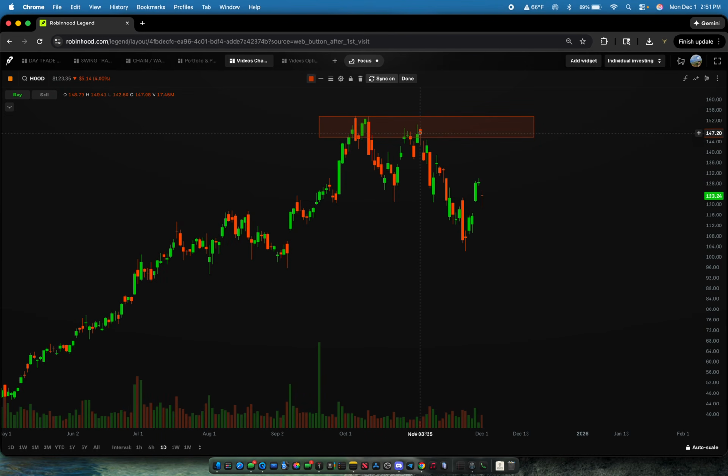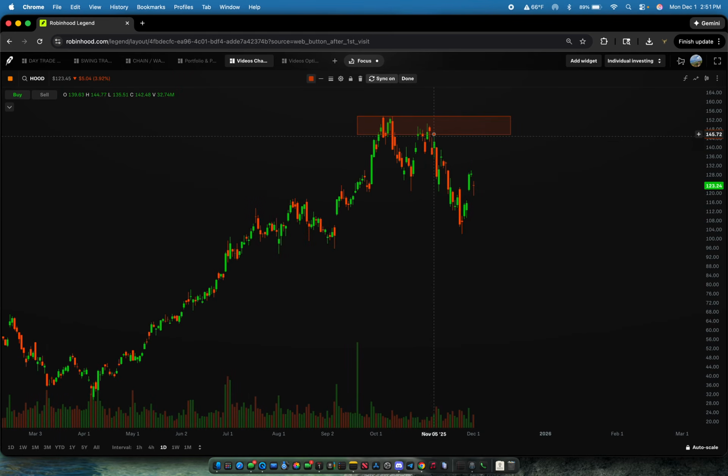So this also signaled a very strong supply zone, and that is before Robinhood continued to sell off from there. So that is a good distribution zone right there for a supply zone. Now, let's say I want to buy Robinhood on discount.